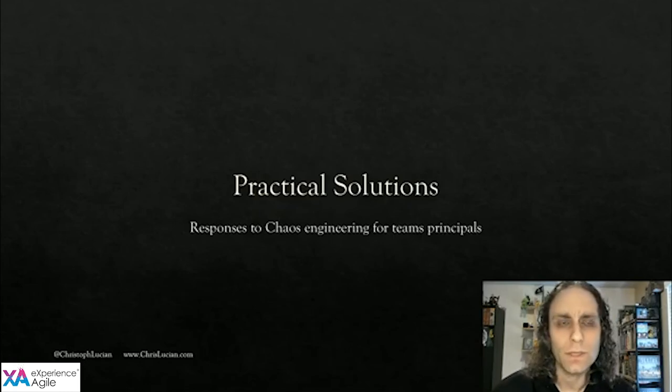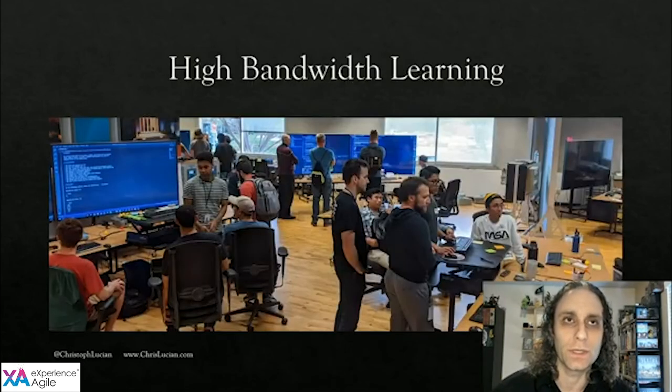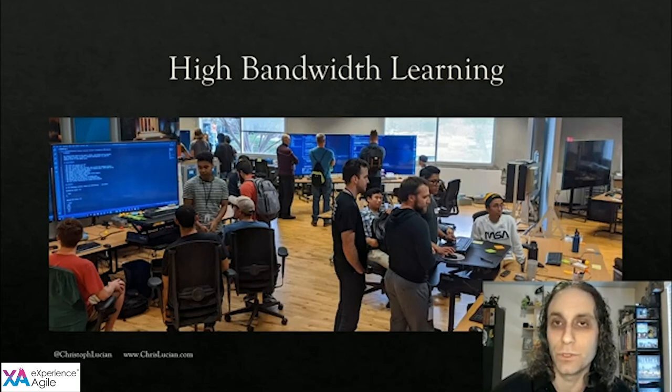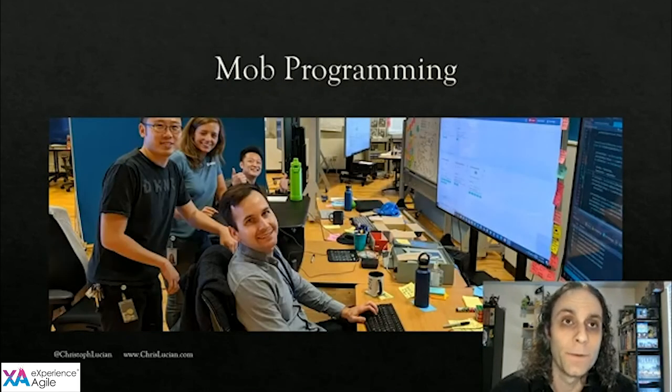So when responding to different things, a variable in chaos engineering is your team's resilience to new information. As new technologies come out, how hard is it for the team to learn? One practical thing to do to make your team more resilient to the new and unknown is incorporating high bandwidth learning, making sure that those things end up being good. Mob programming, I've talked a little bit about that earlier on.